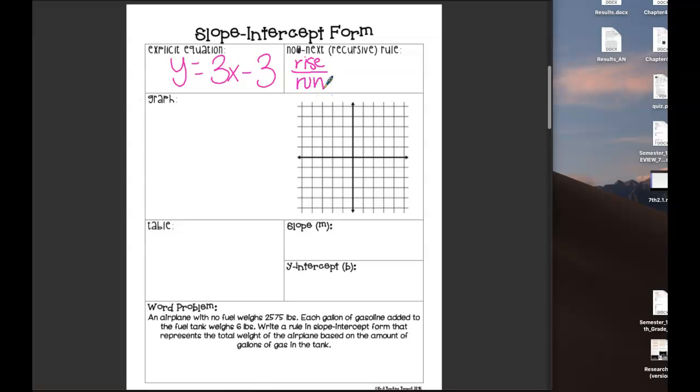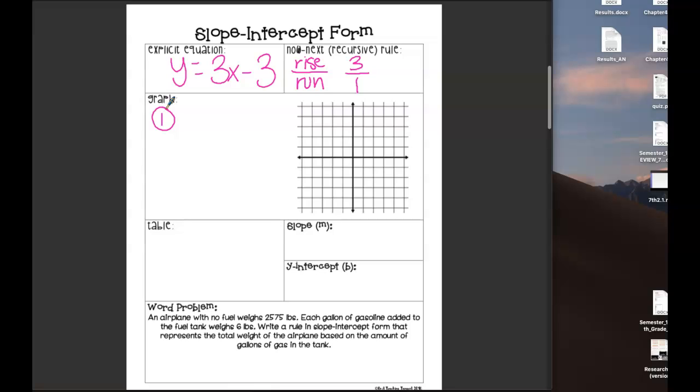And in this problem, what is our rise? Riley? 3. And Riley, what's our run? It's a whole number, so what is our run? 1. Because when we don't have a fraction, we can make it a fraction by putting a whole number over 1.